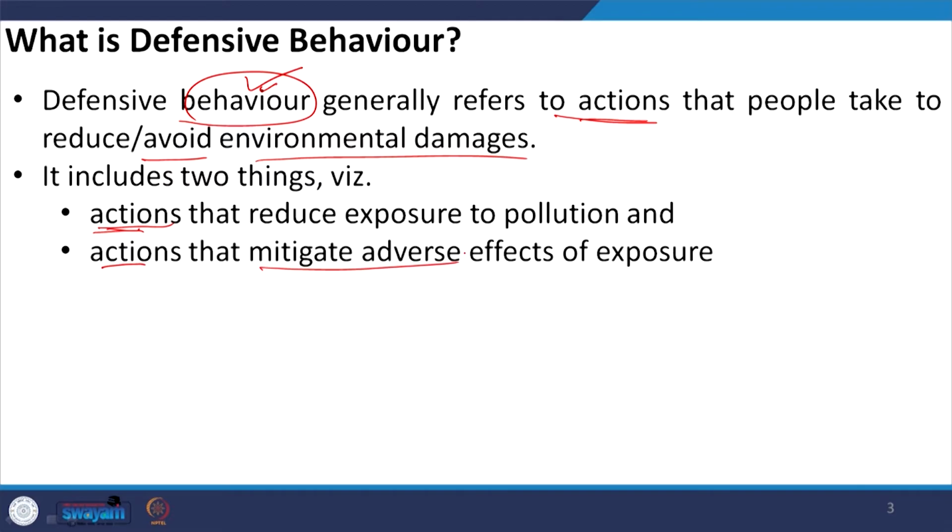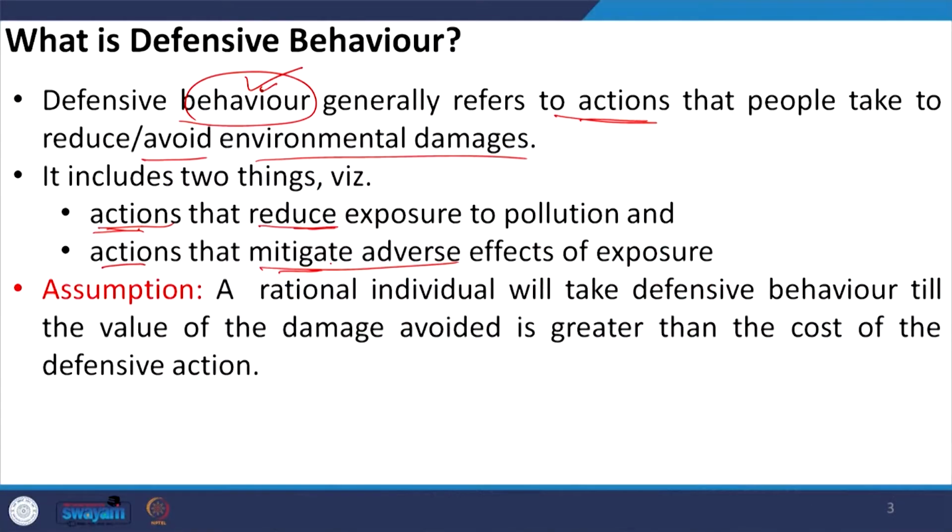And the second one is actions that can mitigate the adverse effects. So, the first one is reducing the exposure and the second one is mitigating the adverse effects of exposure. So, in this case what can you do? You can do some exercise, maybe invest time and money by consulting a doctor, right. So, your actions in terms of medication or consulting a doctor can actually reflect your intensity or your wish to be healthy and not to suffer from any kind of asthma. So, that you can also do.